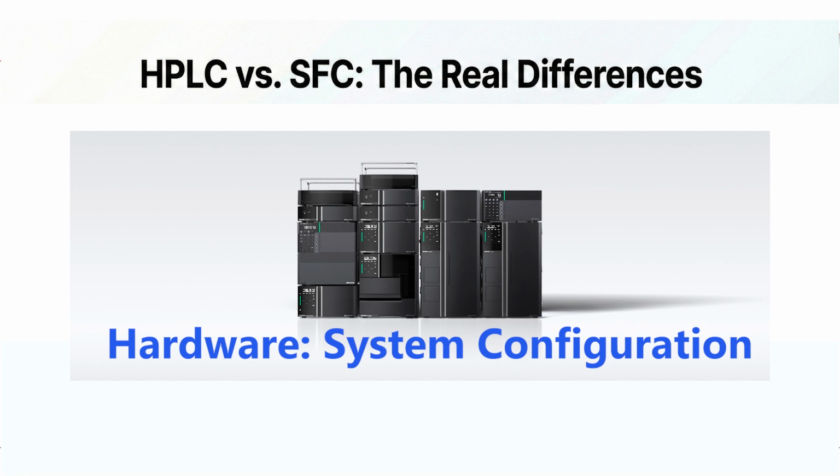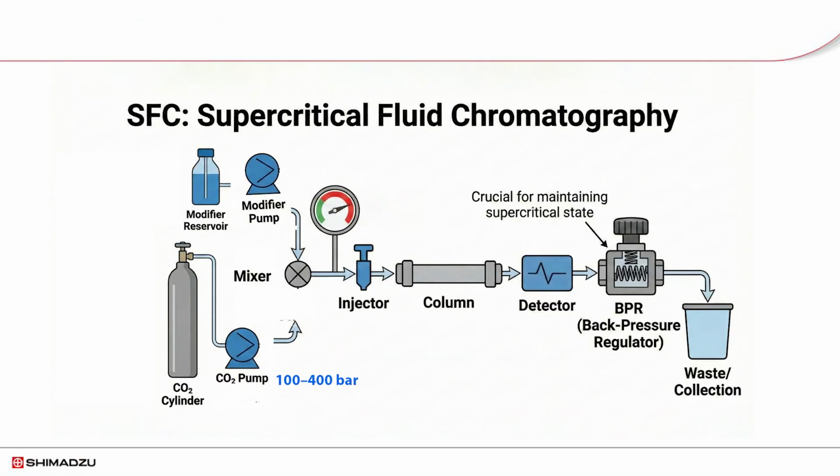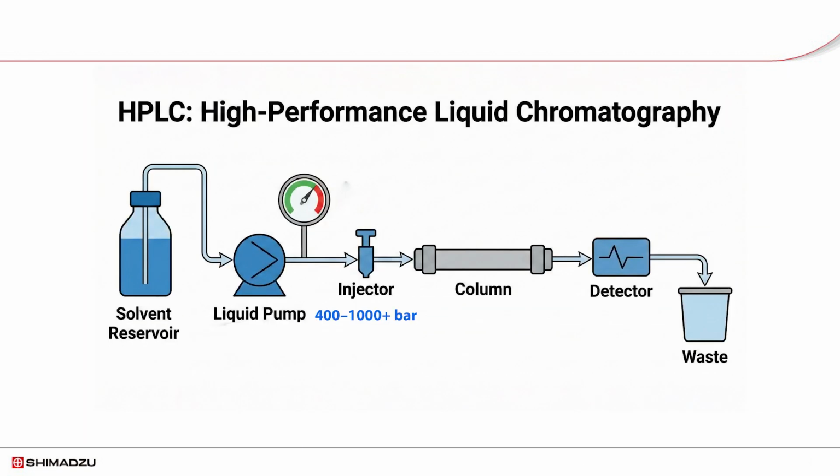SFC uses supercritical carbon dioxide. A basic system consists of a carbon dioxide cylinder, a specialized CO2 pump designed for compressible fluids, a modifier pump for adding methanol or other solvent, and a back-pressure regulator which maintains carbon dioxide in a supercritical state throughout the analysis. In contrast, HPLC uses liquid solvents only. Its system basically consists of solvent delivery pumps, an auto-sampler, a column oven, and a detector.